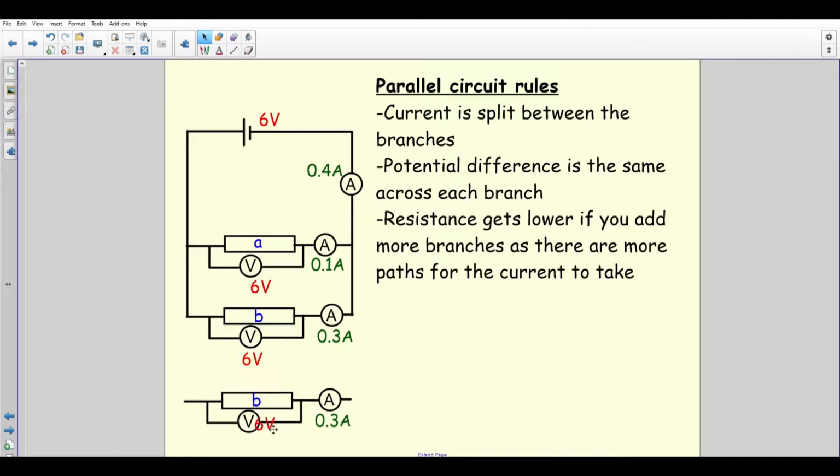And that seems a little bit counterintuitive. It seems a little bit daft. It's like, well, you've got more resistors and it gets lower resistance? That's stupid. Okay, but I like to think of it like going to Tesco.